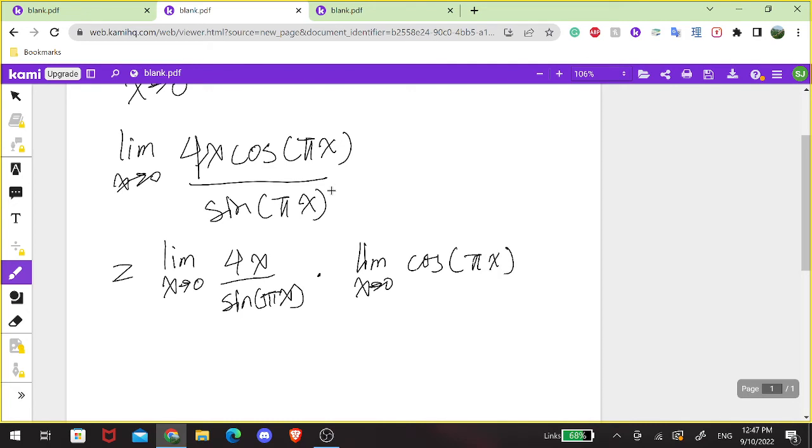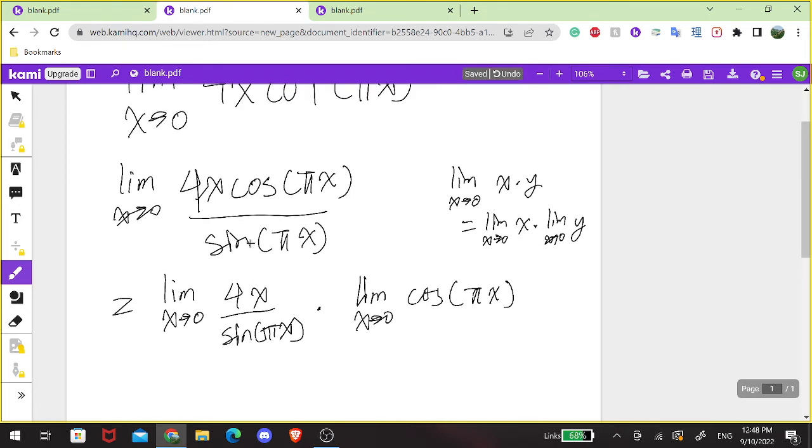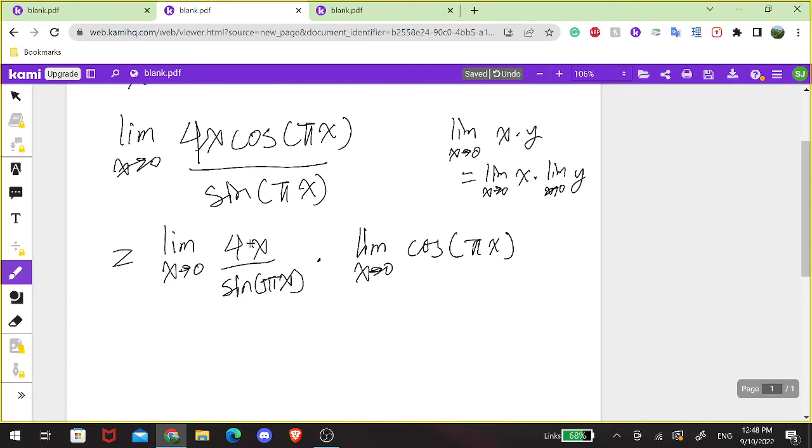Okay, so what I did was I put these two, 4x and sine pi x together and cosine together. And if you don't know by now, the limit of x divided by y is equal to the limit of x divided by the limit of y. The limit of x times y is equal to the limit of x times the limit of y. So let me just write that real quick. Limit as x approaches any number, let's say 0 here, of x times y is equal to the limit as x approaches 0 of x times the limit as x approaches 0 of y. I really hope you know this already, because again, you should not be doing something of this level without knowing this first. Okay, now this entire step makes sense.